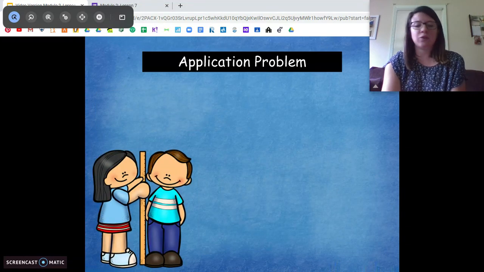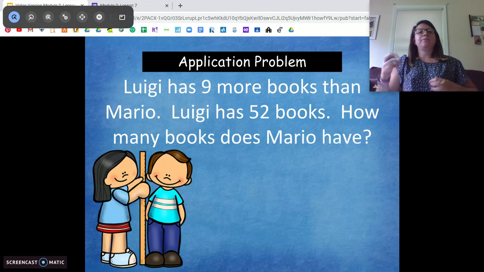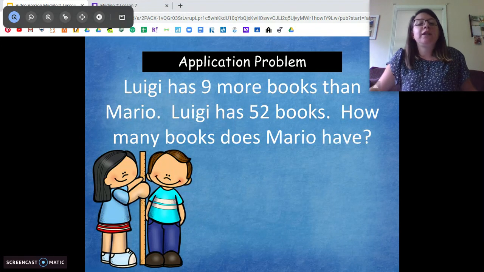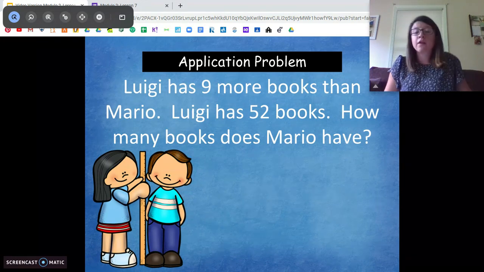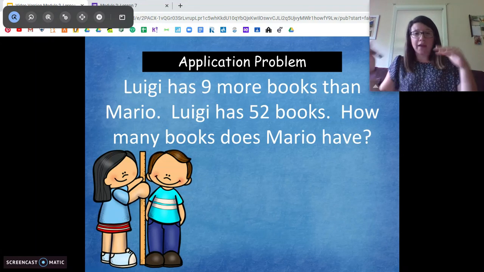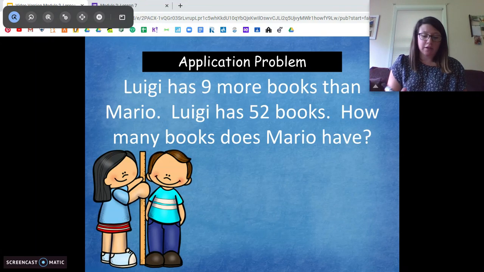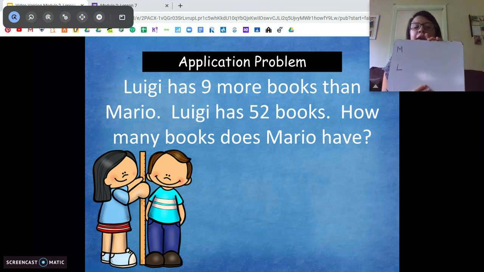All right, let's get into our application problem for today. It says, Luigi has 9 more books than Mario. Luigi has 52 books. How many books does Mario have? First step, I want you to draw that tape diagram picture we worked on yesterday. I'm going to write an M for Mario and an L for Luigi.